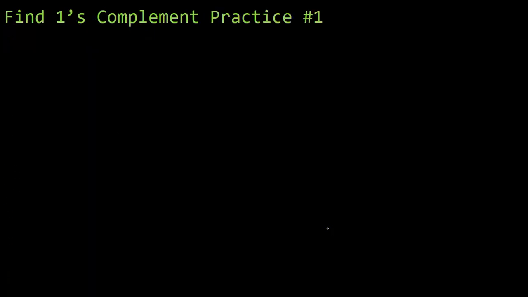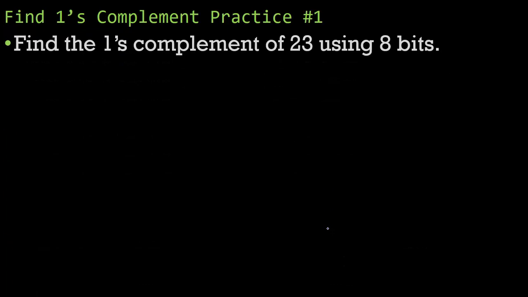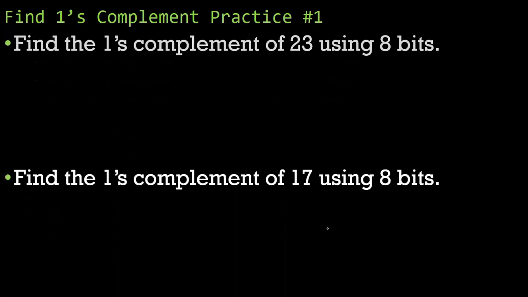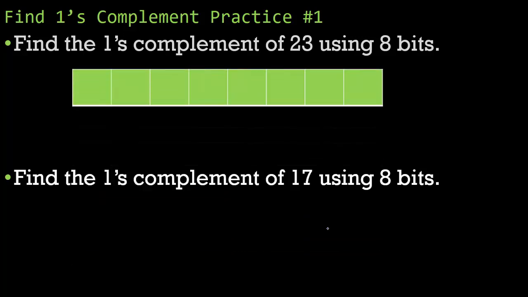So let's try a couple examples. Find the ones complement of 23 using 8 bits. Find the ones complement of 17 using 8 bits. Okay, so we have our boxes here. Let's go ahead and fill out these values: 8, 16, 32, 64, 128. Okay, so we're looking for 23 and got some room over here to work with.